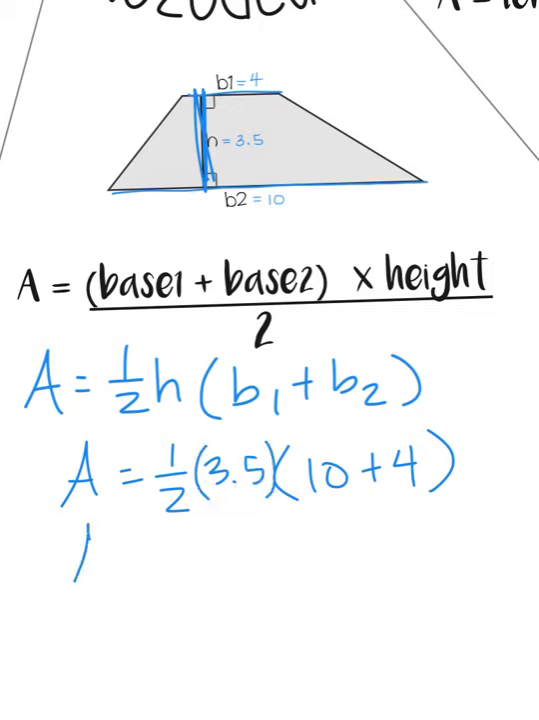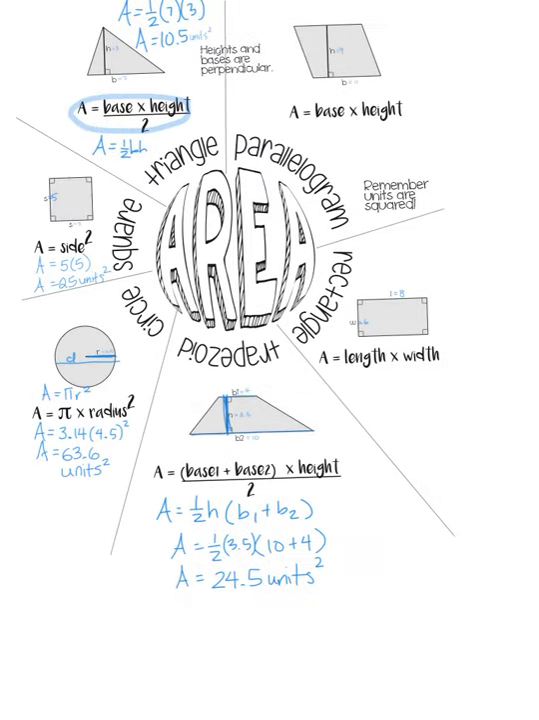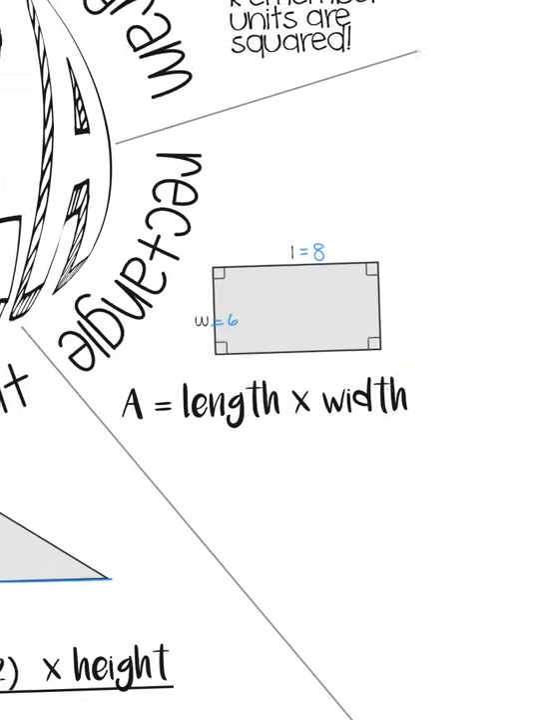So we're just going to type this into the calculator. 1/2 times 3.5 times 14, right? So we're going to type 1/2 times 3.5 times 14. And we're going to get 24.5 units squared. Everything is squared because we're talking about the square units inside. Okay, we're going to go over to this rectangle.